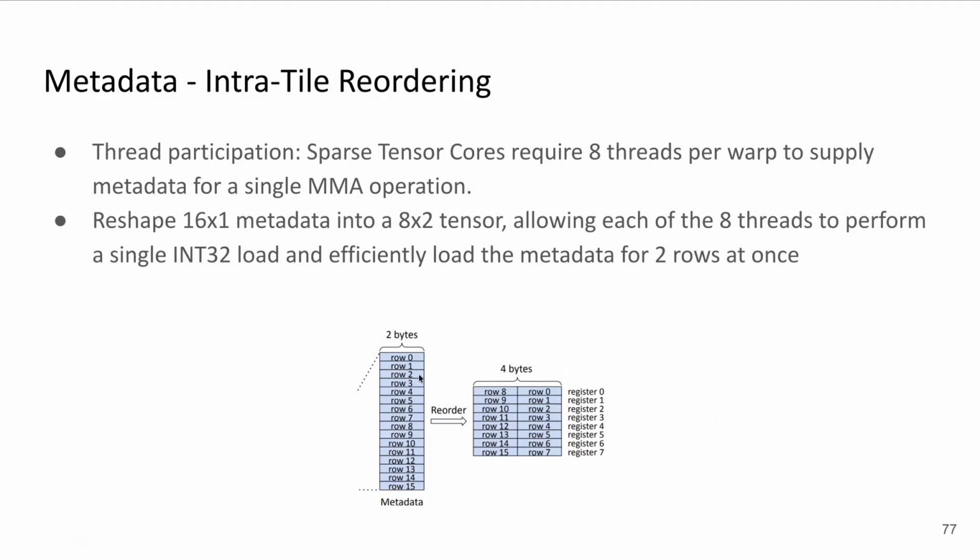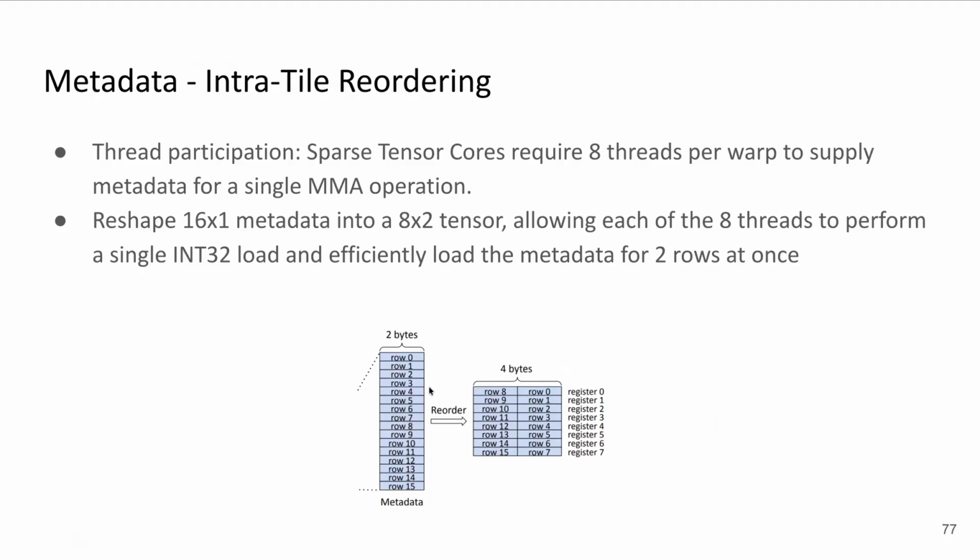So imagine we have the metadata like this. We have 8 threads to fetch this metadata. And what would happen is each thread has to issue 2 load instructions, because the first instruction is going to load, for example, the 0th row, and the next instruction is going to load the 8th row. And this is for one thread, and we want to maximize this.